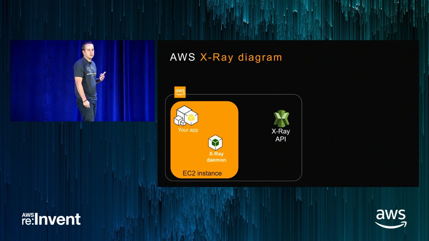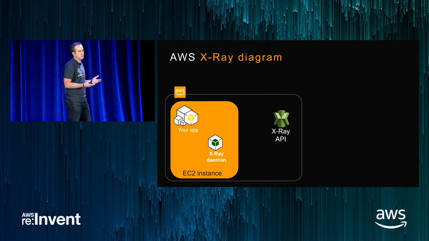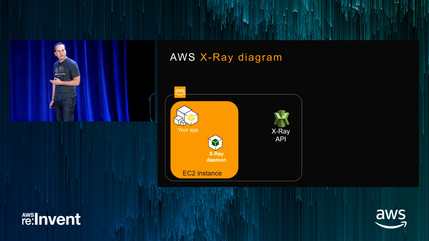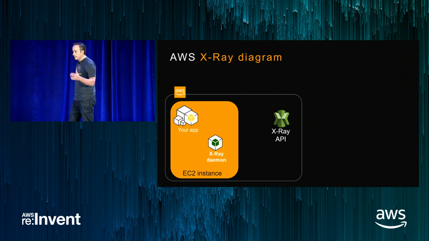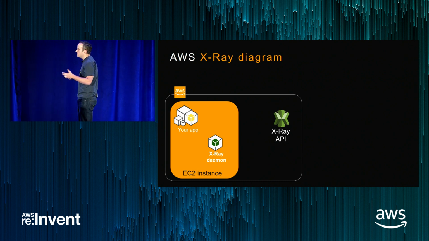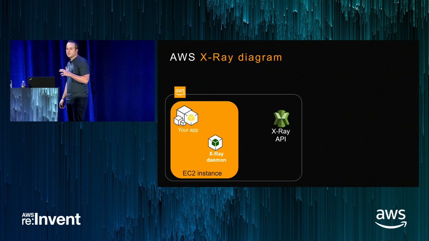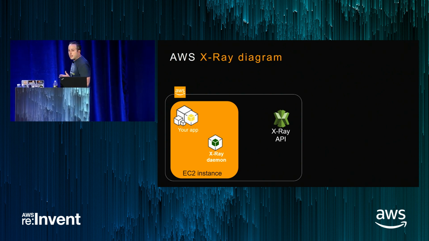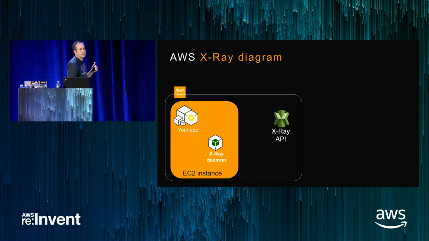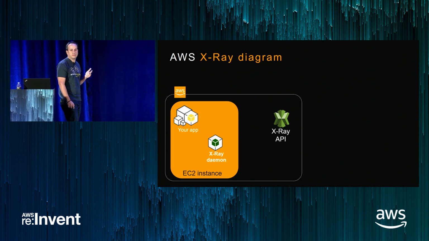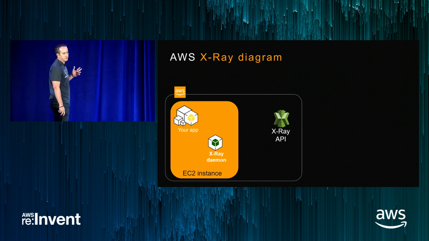You install the X-ray daemon. By the way, for those of you running, for instance, Lambda, the X-ray daemon is available for Lambda as well. So the same logic applies into the code. What is the easiest way to send tracing data to X-ray? Use the X-ray SDK. X-ray provides SDKs for Node.js, Java, and Python. I don't know if they released something new, but I think that's it so far.